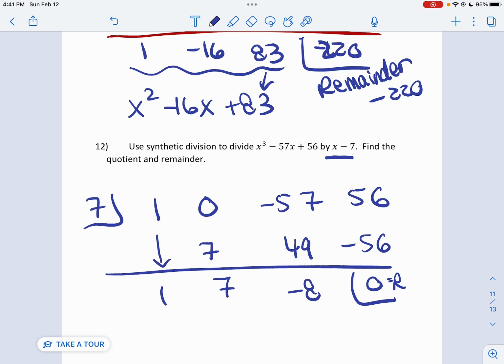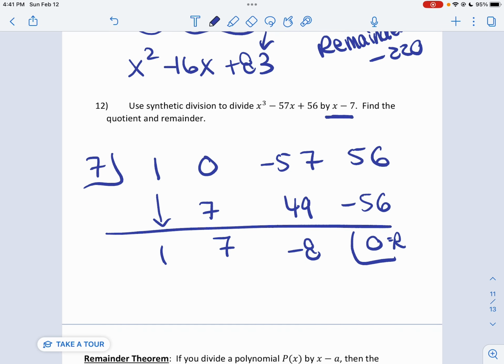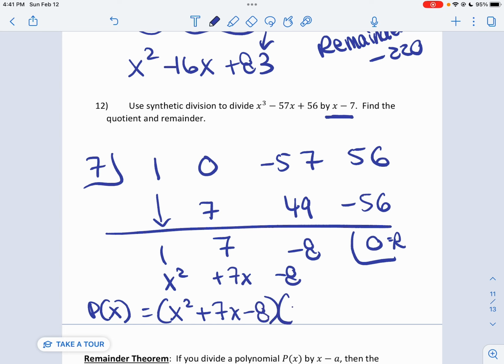My remainder is 0. That means that this is a factor. And so look what this means. This quotient is x squared plus 7x minus 8, which means that my original polynomial, p of x, could be written as being equal to x squared plus 7x minus 8 times x minus 7. In other words, I've just basically factored this, which is kind of neat.